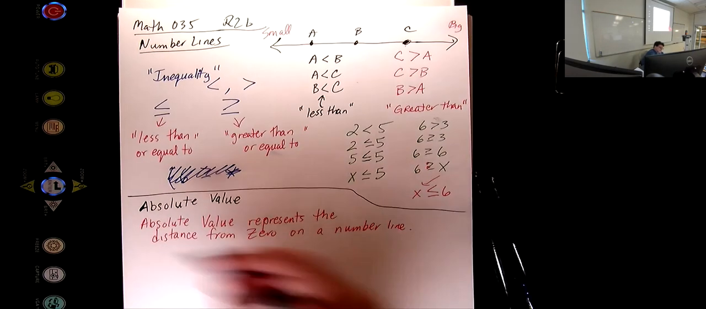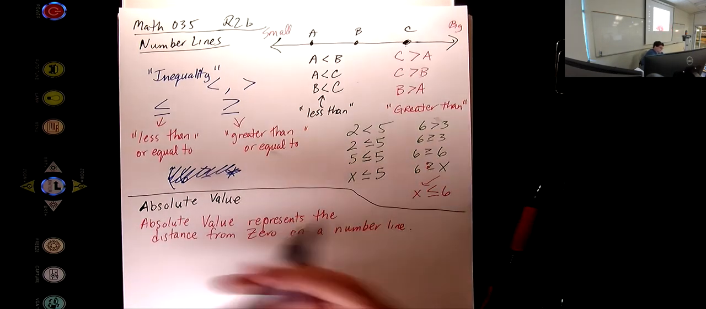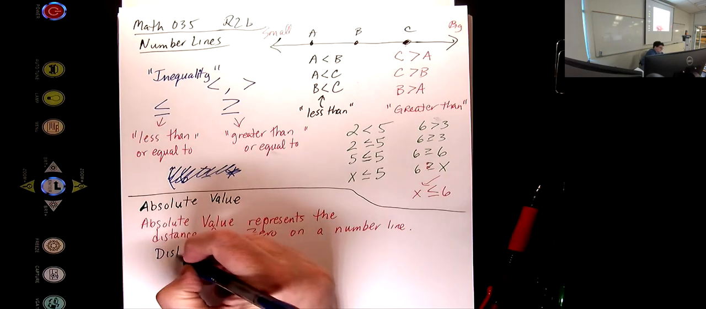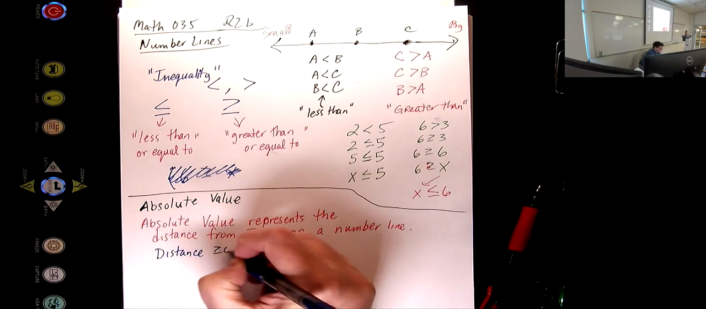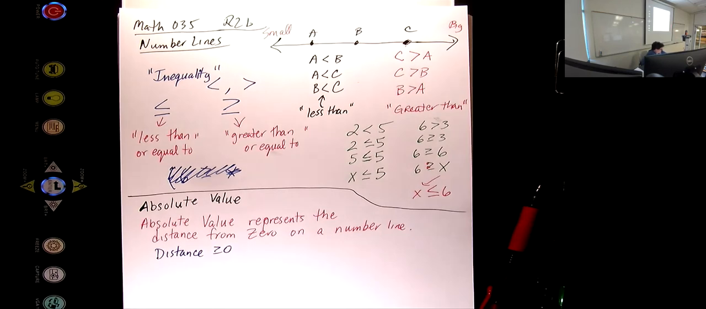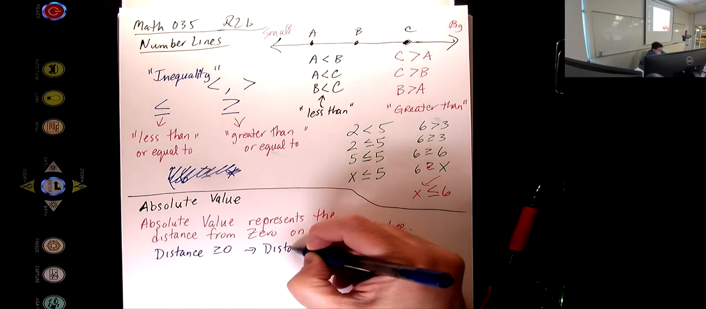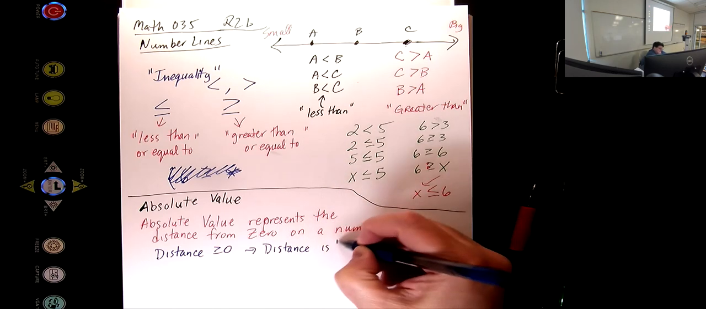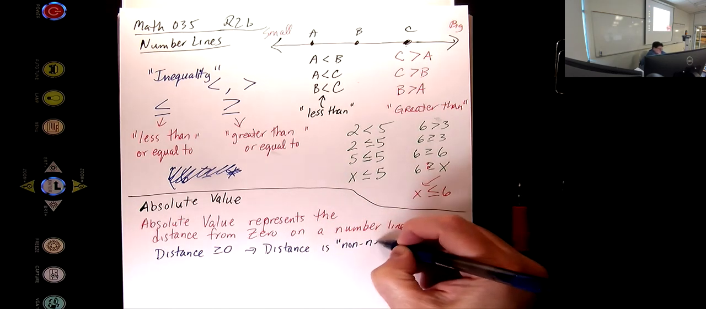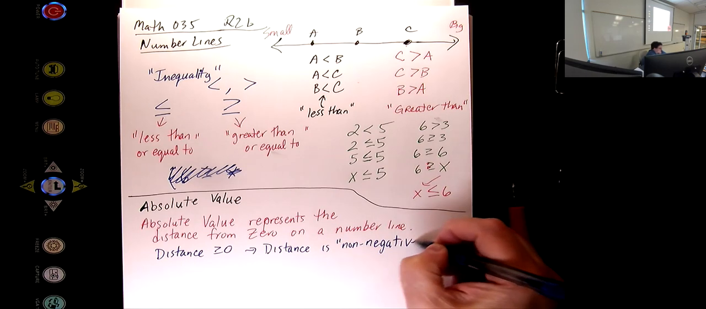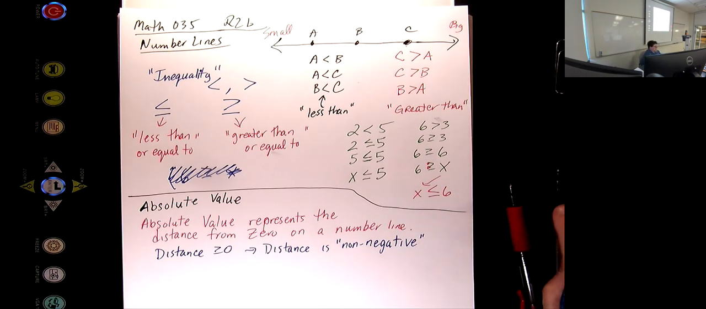So distance is always greater than 0 or equal to 0. And another way of saying it in the math world is distance is non-negative. So if you see non-negative anywhere in anything, it means positive and also 0. It's easy to go, okay, non-negative, what's the opposite of negative? Positive, but it also includes 0.